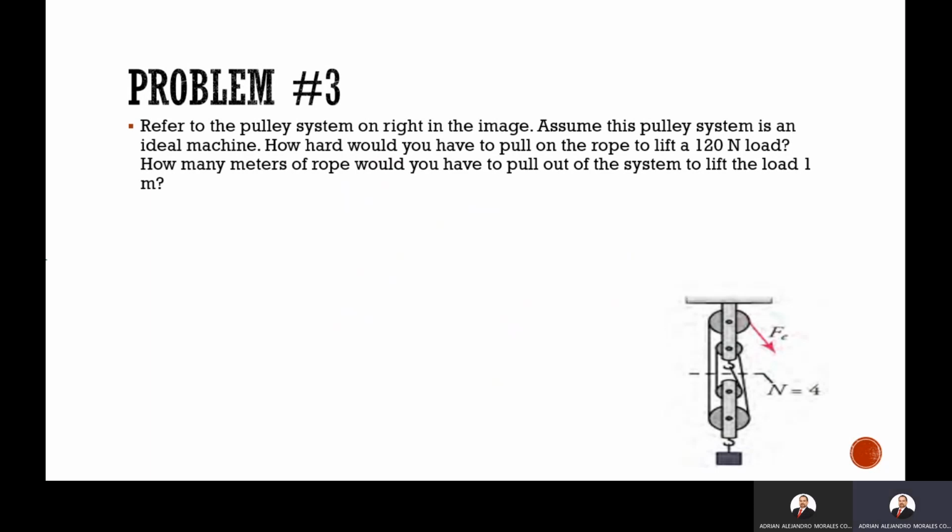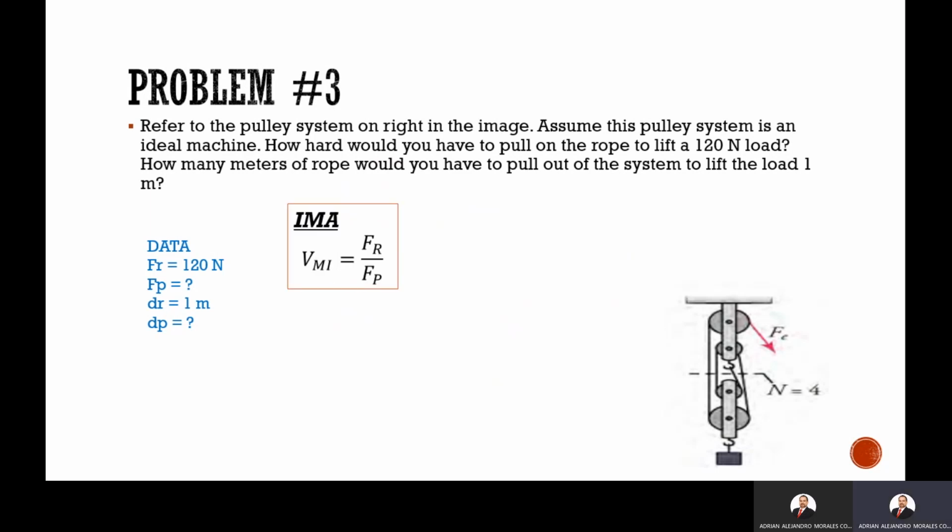So let's start with the data we have. We have the resistance force, which is 120 newtons. We don't know how much the pull force is. We have the resistance distance, which is 1 meter, that we need to lift the load. But we don't know how much rope we need to pull to lift it up 1 meter. How can we start?